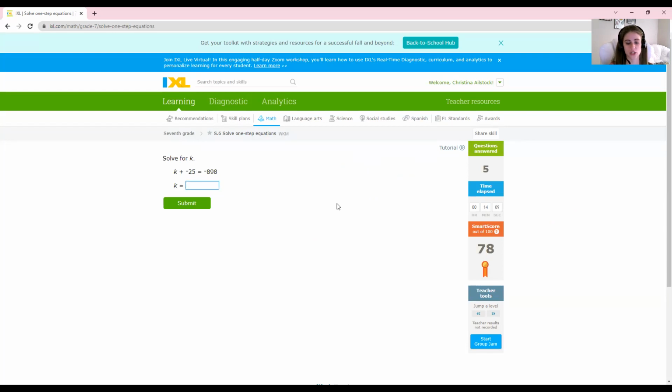Awesome. Let's go ahead and try this one. These are pretty quick. We'll try to do lots of examples, so if you need to keep watching it, you can see, okay? K plus negative 25 equals negative 898. Draw that line down the center so you can see the two sides. We are focusing on solving for K.